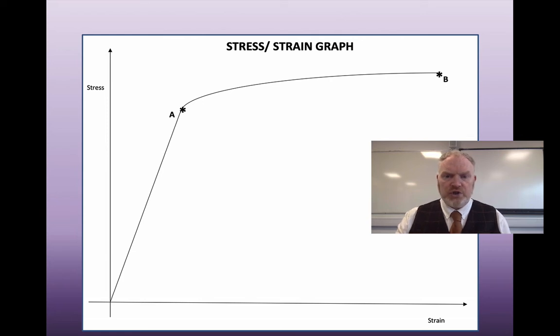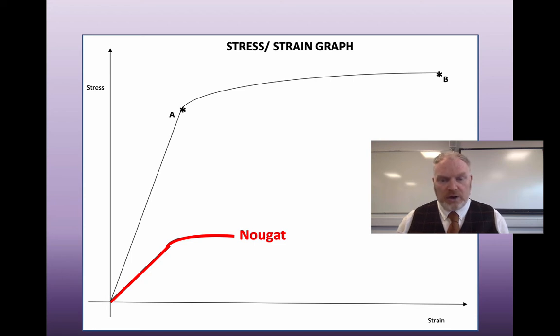Let me try and show you how this works. So for the room temperature Mars bar, we can draw a line that looks a little bit like this. A small amount of stress leading to very little elastic strain. It then starts to bend, for a small amount before it breaks.